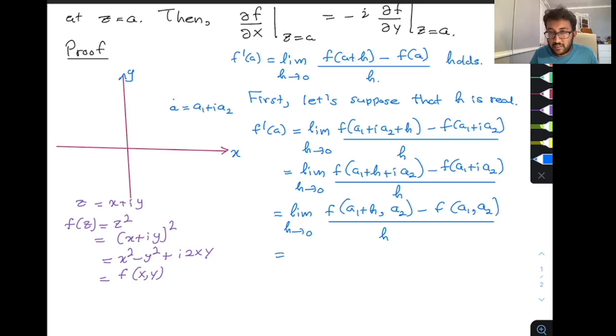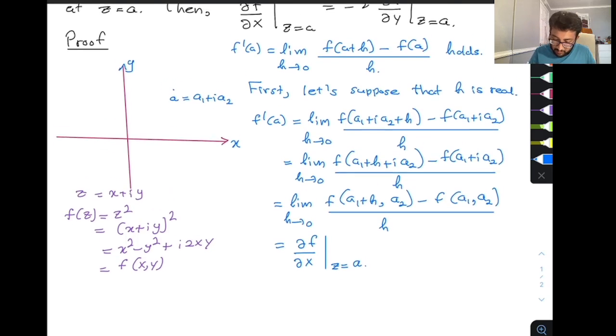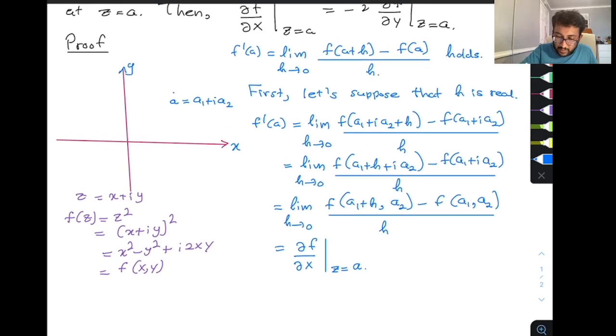So what is this expression? This is the partial derivative of function f with respect to a1, evaluated at z equals a. This is equal to the partial derivative of f with respect to x evaluated at z equals a. I hope this part is clear, because I have changed my x variable and done nothing to the y variable, right? So I will recall that fact from partial derivatives if you need.